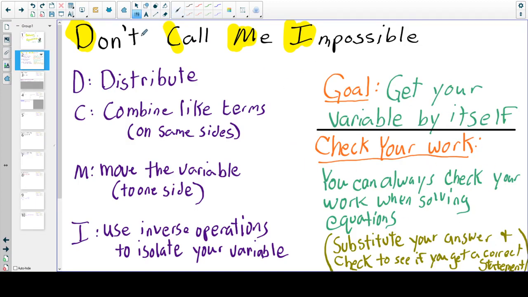Ms. James and I came up with this acronym, Don't Call Me Impossible, DCMI. And this is just a reference. If you're ever stuck solving an equation, you can always refer back to this and it will always get you to your answer. The letters that are highlighted stand for different things. D stands for distribute, C is to combine like terms on the same side, M stands for move the variable to one side, and I is to use inverse operations to isolate your variable. If you follow this reference, you'll always get to your answer.